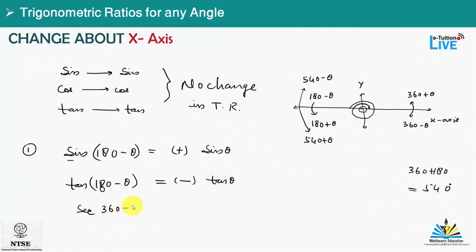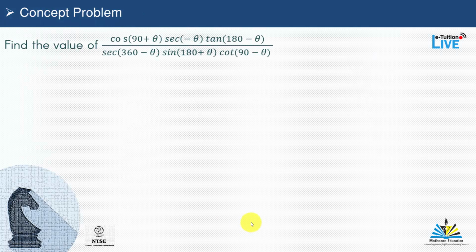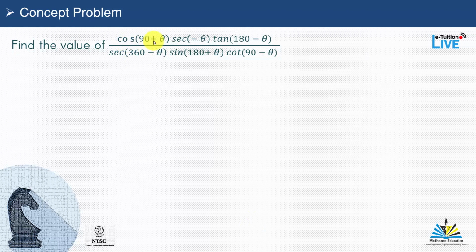Now let's say sec of 360 minus theta. Sec will remain sec theta, and 360 minus theta is in the fourth quadrant, and in the fourth quadrant cos and sec are positive, so this is a positive sign. Let's solve a problem related to the concept: cos 90 plus theta.